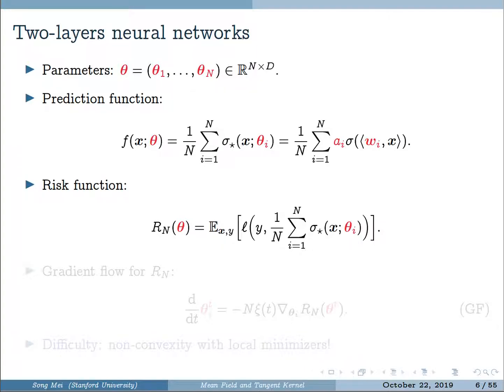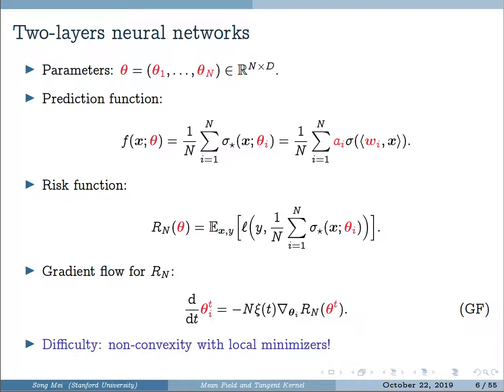Then we can define the risk function associated with N neurons. The risk function R_N is simply defined as the expectation taken with respect to the data of the loss function between the label y and the output of the two-layer network. We consider the dynamics of the two-layer network, which is the gradient flow of the risk function R_N. Gradient flow means continuous-time gradient descent. The time derivative of the parameter theta_i goes in the direction of the negative gradient of the loss function, and here there is a scalar parameter that serves as the step size.